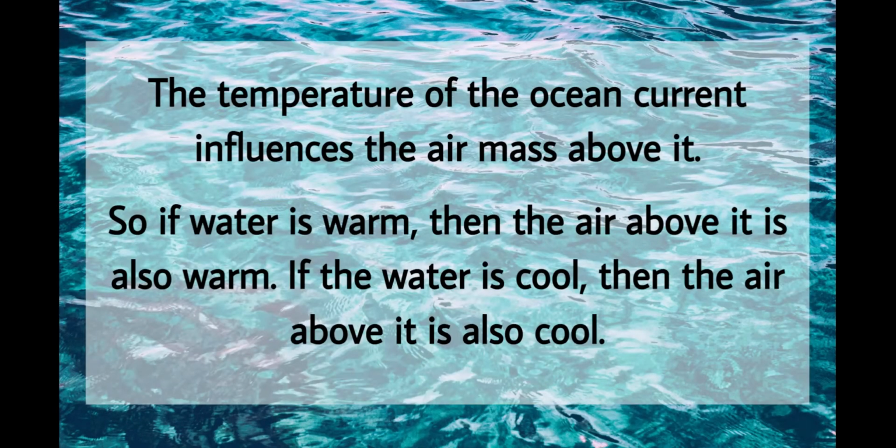The temperature of the ocean current influences the air mass above it. So this is tying it back to weather and those climates that we saw in Canada and Europe. The temperature of the ocean current influences the air mass above it. So if the water is warm, then the air above it is also warm. And if the water is cool, then the air above it is also cool.